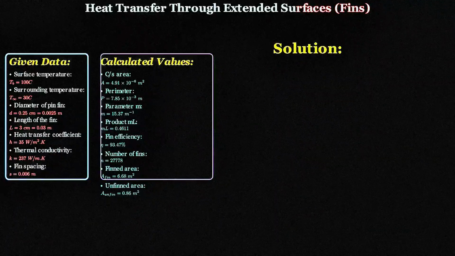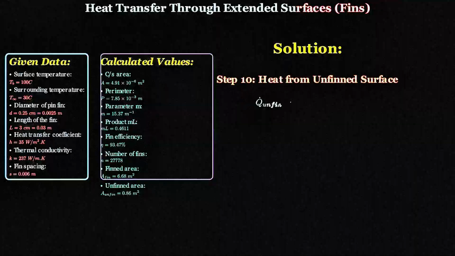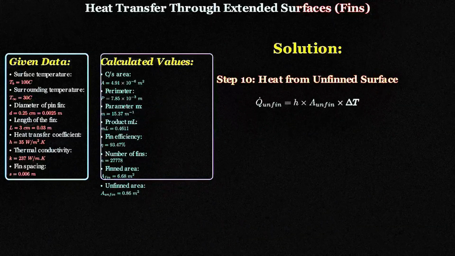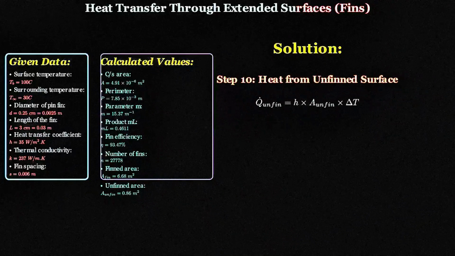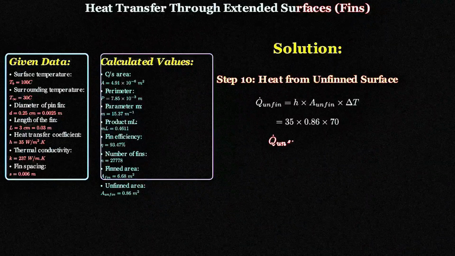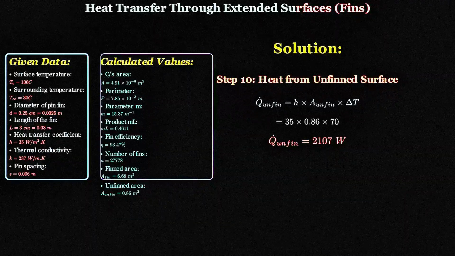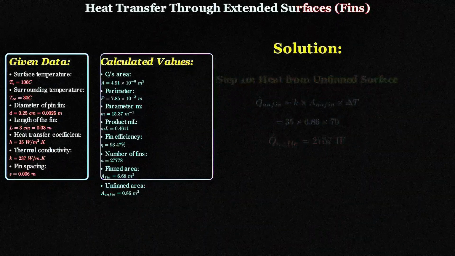That's a significant amount of heat being dissipated by the fins. Step 10. Calculate the heat transfer from the unfinned surface. Q dot unfinned equals h times A unfinned times delta T. That's 35 times 0.86 times 70. This gives us Q dot unfinned equals 2,107 watts, much less than the fin surface, as expected.